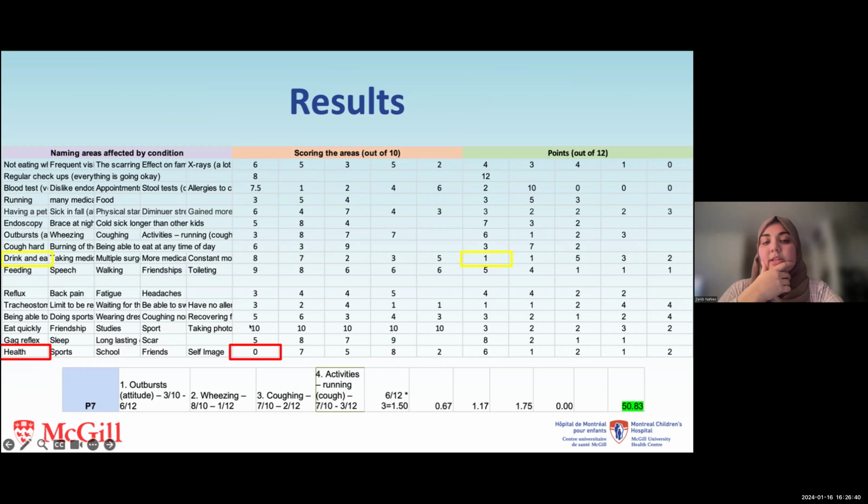And the way I calculated the quality of life is you would take the score out of the 10 and you would multiply it by how much they gave the gold coin out of the 12. And once you had that, you would average the whole thing and you would get a quality of life score. You multiplied by 10. And in this case, we can see participant 7 has a quality of life score of 50.83.